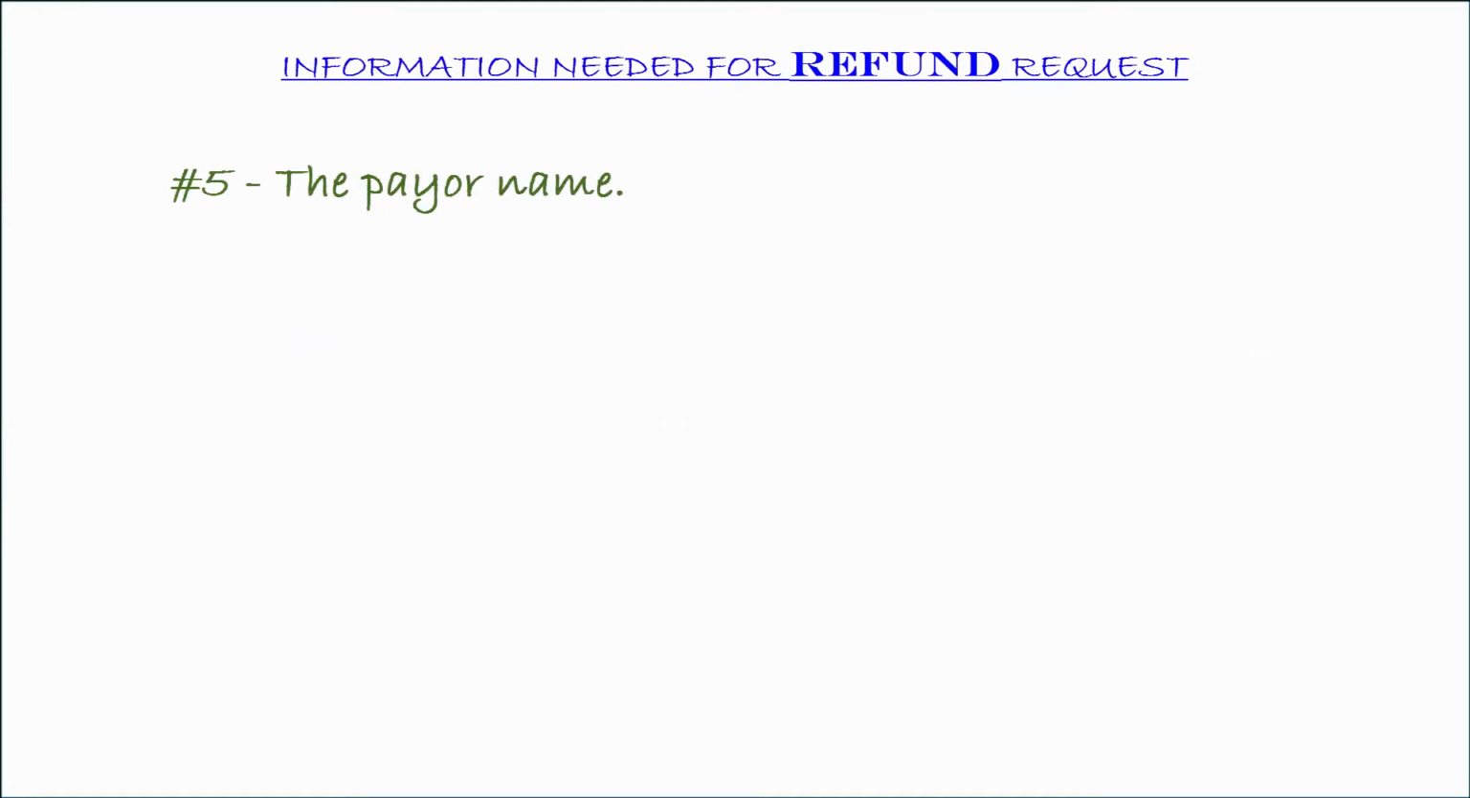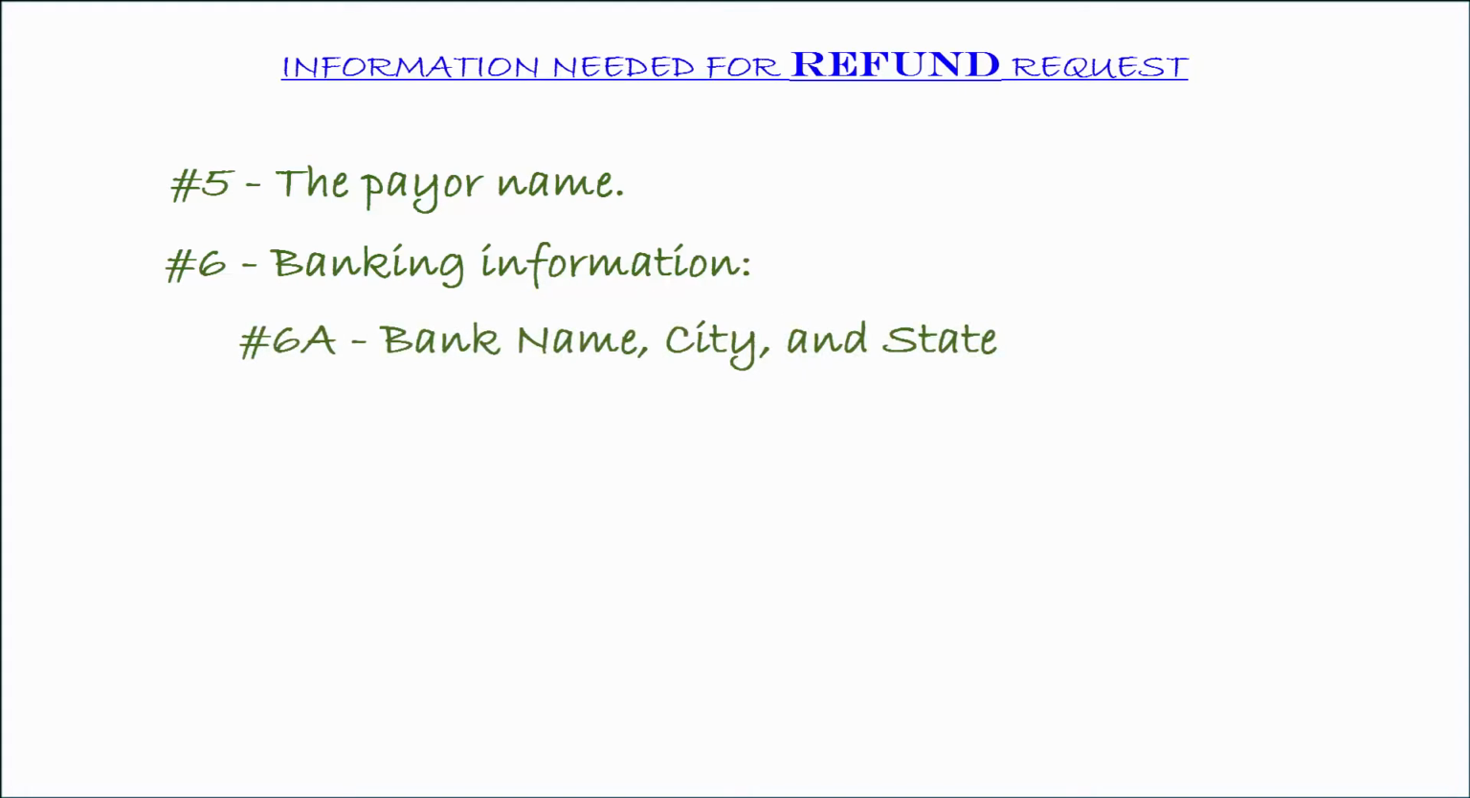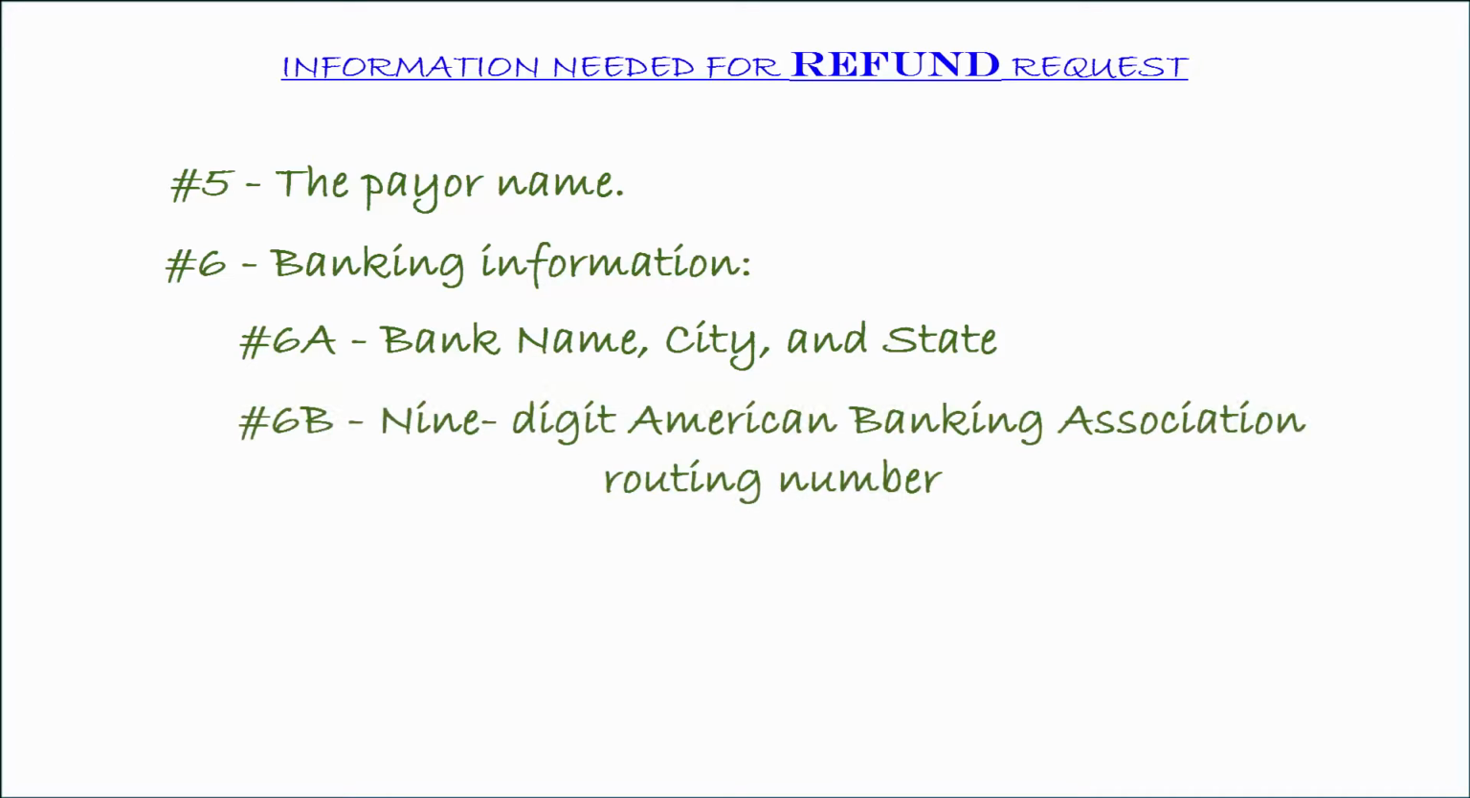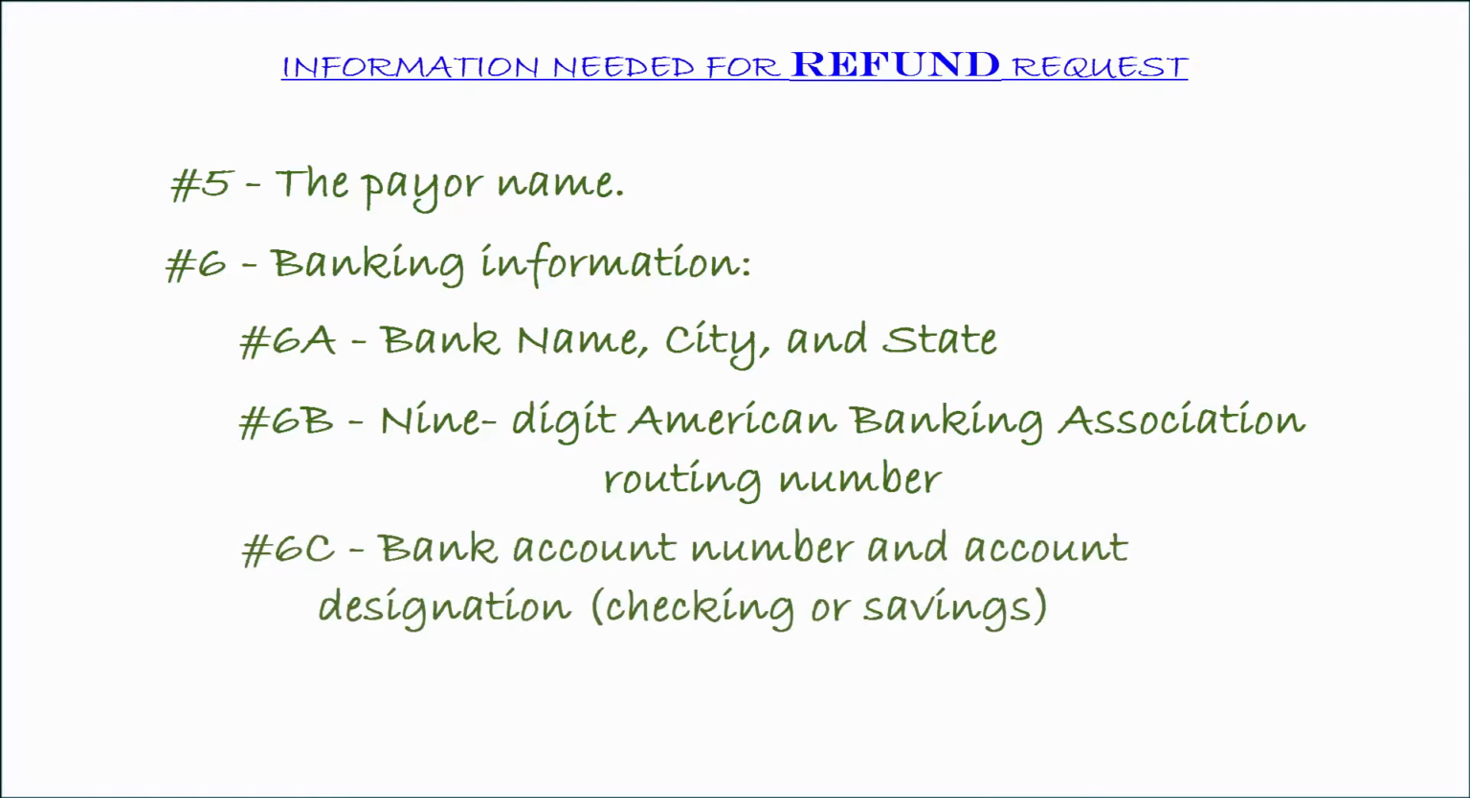The payer name. Bank information, to include bank name, city, state, 9-digit American Banking Association routing number, bank account number, and account designation, whether it be checking or savings.